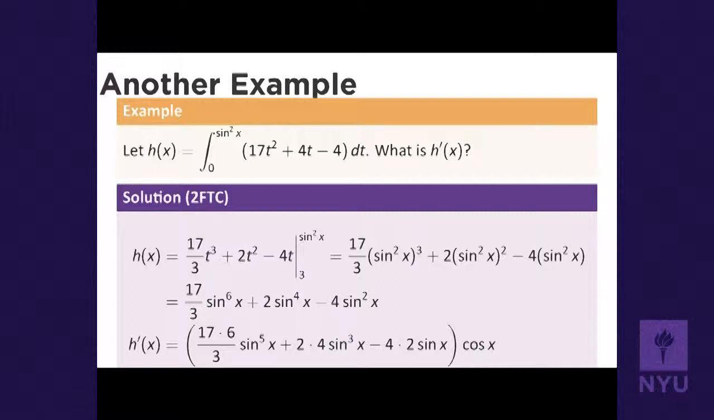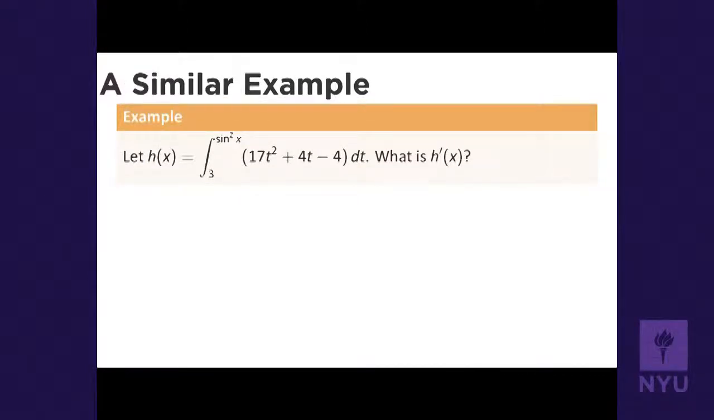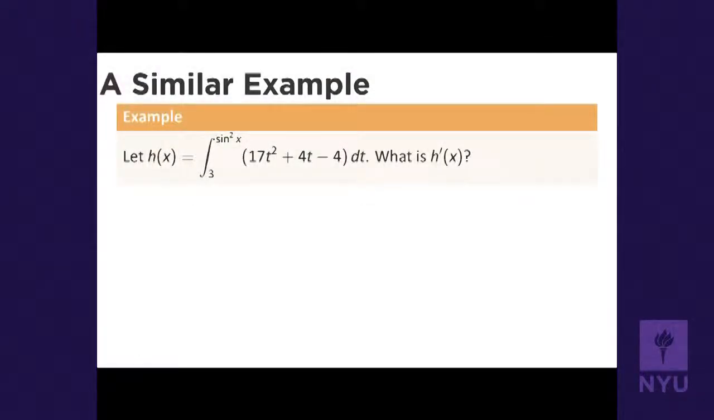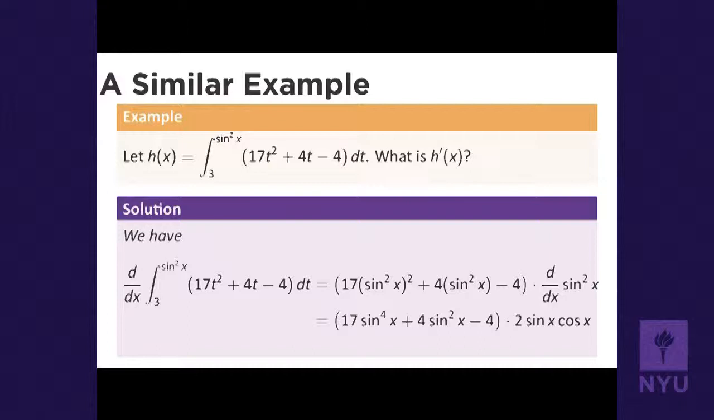Okay, let's change it up a little bit, and we'll do this function here, h of x, which is the integral from 3 to sine squared x of 17t squared plus 4t minus 4. Try this one. What'd you get? Isn't it the same? Well, let's take a look. If I'm going to use the first fundamental theorem, oh, that is a typo. That should be a 3 there, right? Because I changed it to 3.